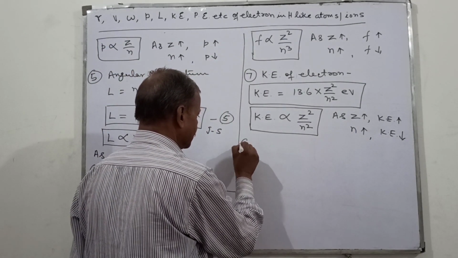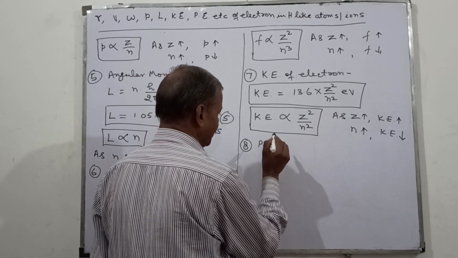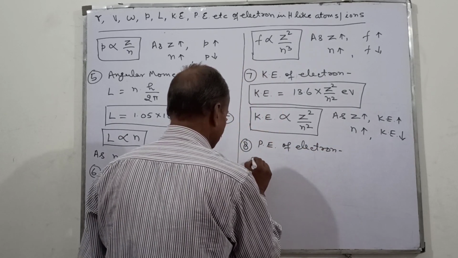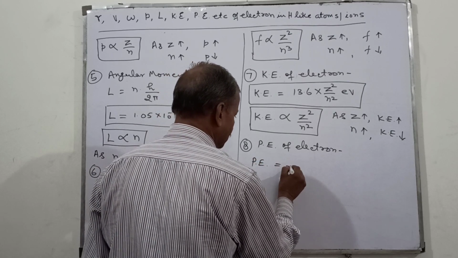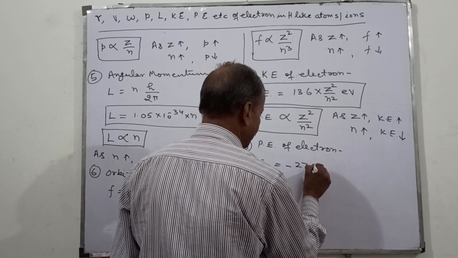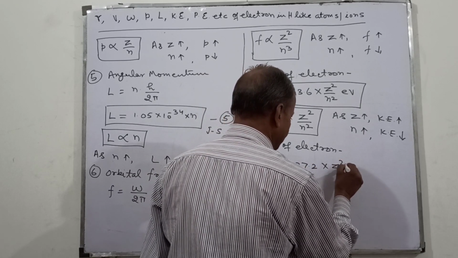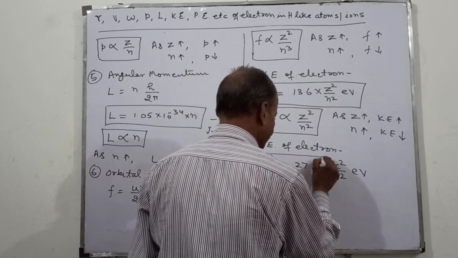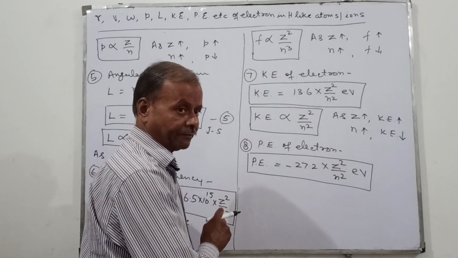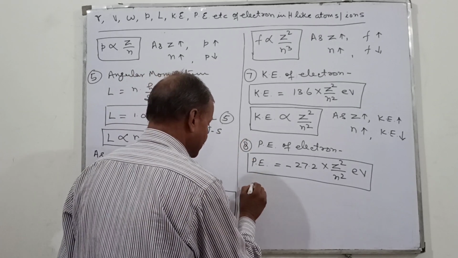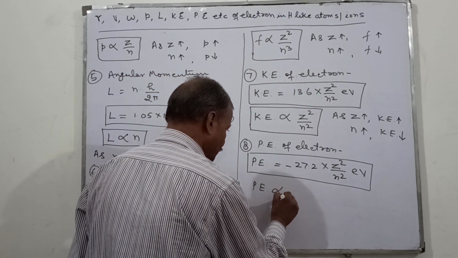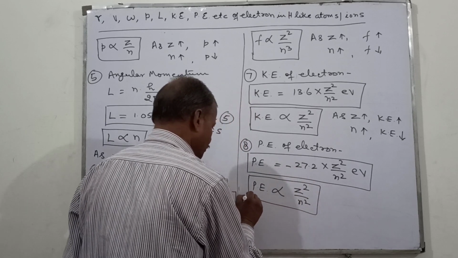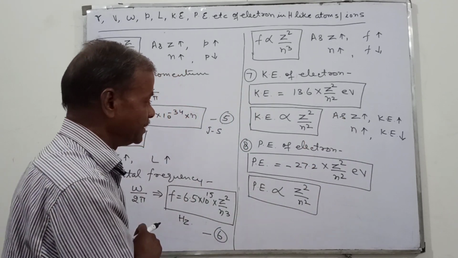Now number 8, potential energy of electron. So this potential energy is equal to minus 27.2 into Z square upon N square electron volt. The potential energy is always negative. This is never positive. So the potential energy is proportional to Z square upon N square. So same relationship as here for this potential energy.